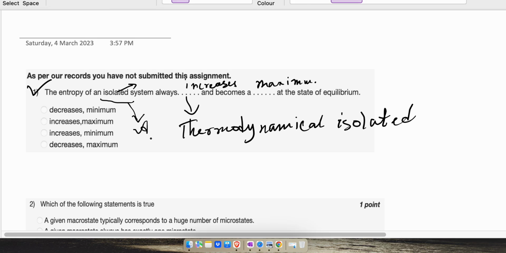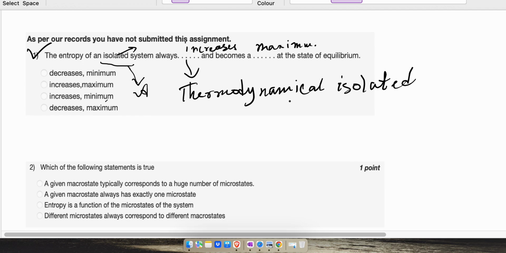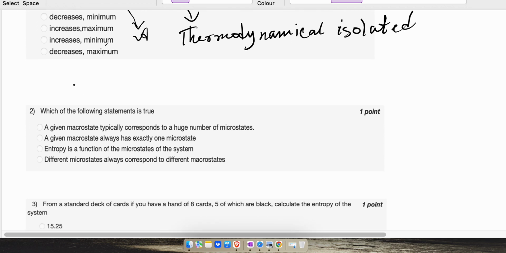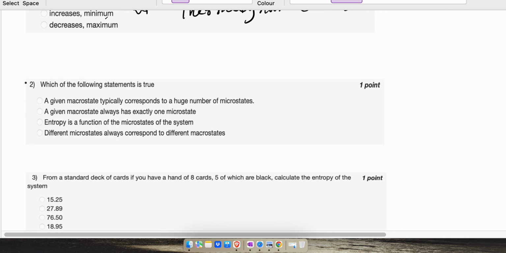So that's that, we have solved the first question. If the system is a thermodynamically isolated system, then the entropy of the system will always increase and reach a maximum at the state of equilibrium. Now we will go toward the second question.